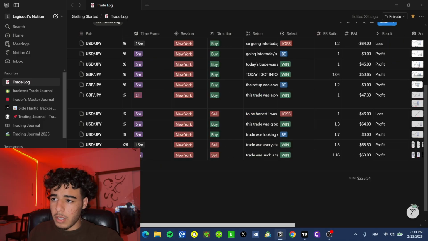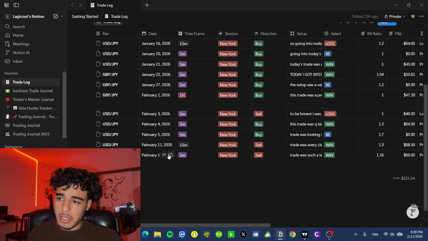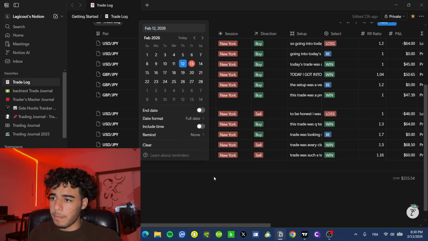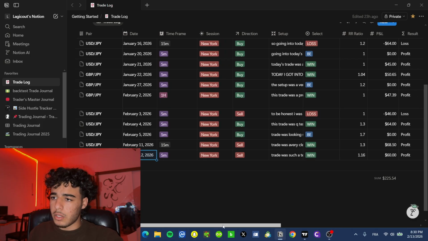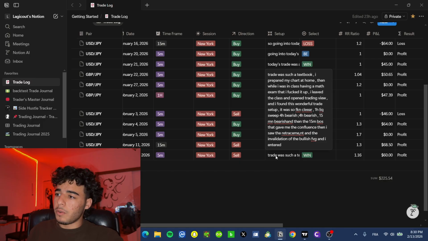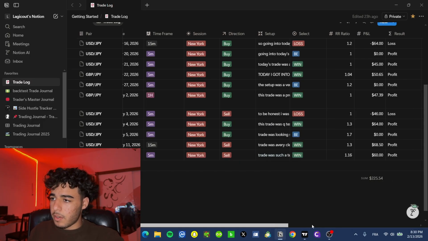The second one is literally the next day, which was on Thursday, February 12. So Wednesday and Thursday. This was a basic trade with a 5 minute setup time frame. It was a sell order as well. Let me show you the screenshot before I explain.